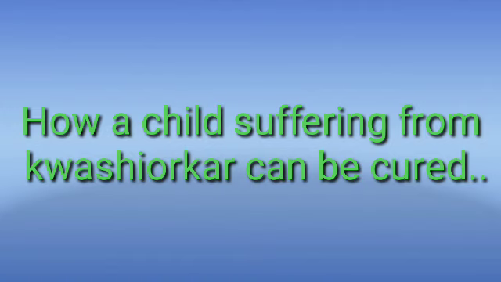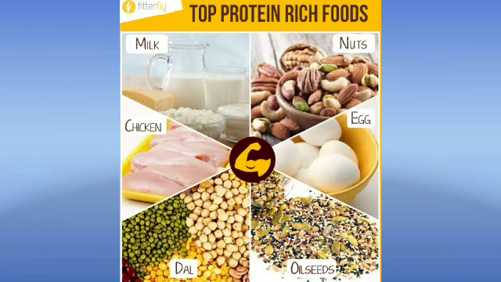Okay, so students, any guesses how a child suffering from kwashiorkor can be cured? Yes, the child suffering from kwashiorkor can be cured by providing food rich in protein. The child should be provided with foods like milk, fish, meat, chicken, eggs, soya bean, and groundnut, which are good sources of proteins.